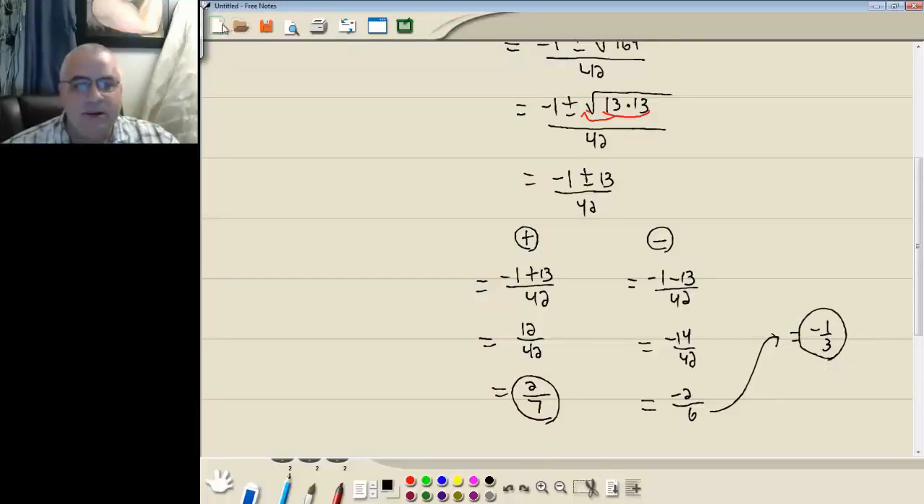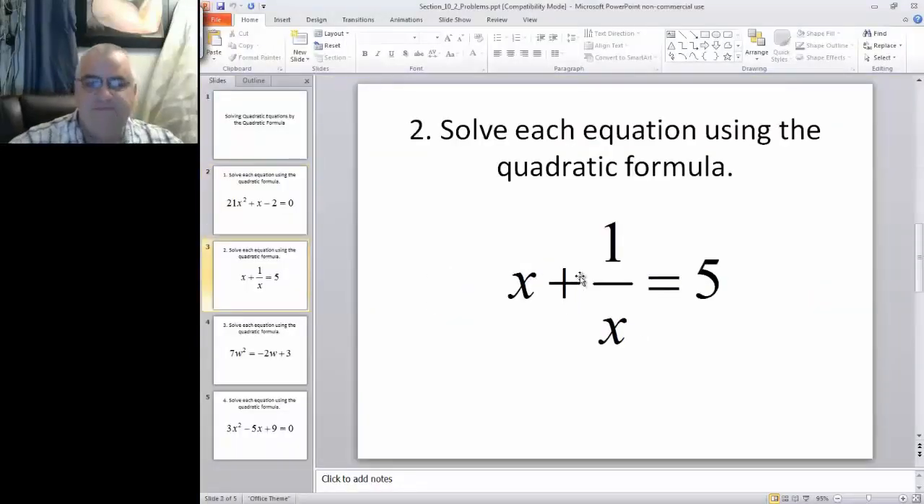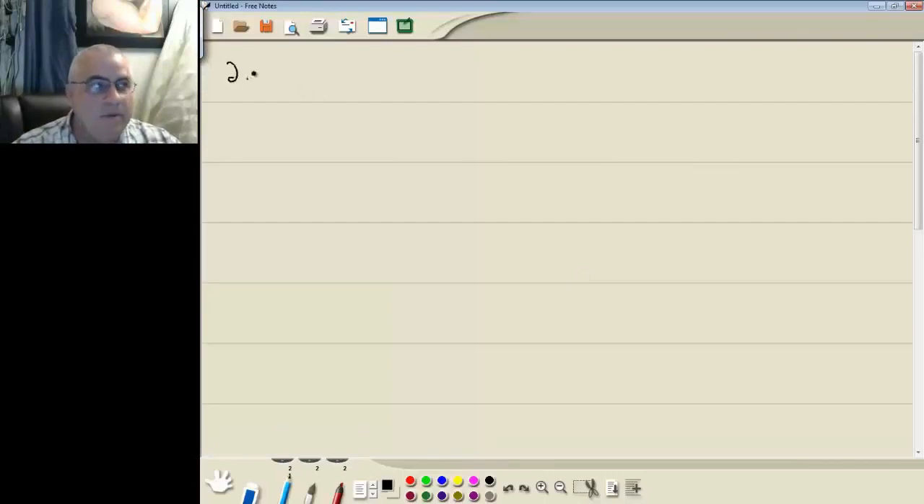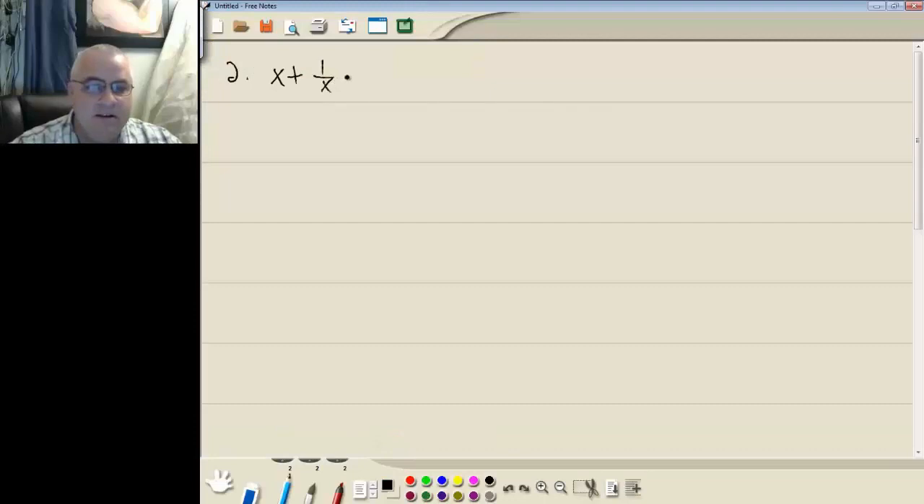Let me start a new page here. And let's look at our second example. So we've got x plus 1 over x is equal to 5. This is not in the right form. It's not a quadratic. We don't have an x squared. Well, if we think about our steps for solving any kind of equation, almost our first step is to get rid of fractions. And you do that always the same way. You multiply everything by the LCM of all your denominators. Now we only have one denominator, the x, so we're going to multiply everything by x.